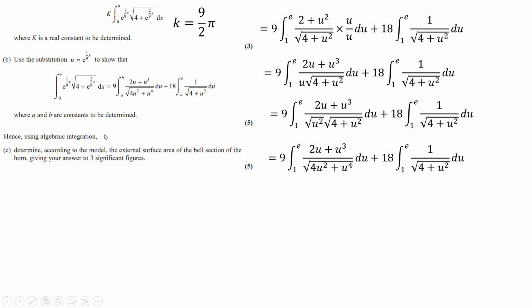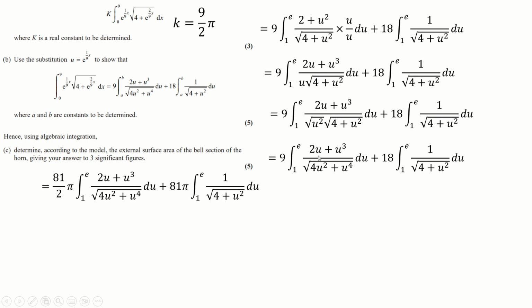Now, the small trick you have to notice here is that they've dropped the k from all of this. So we have to put the k back in for them. So I multiply both of these by 9 over 2 pi. So I put that in there for them. And now, like I said, we can just integrate these, right?